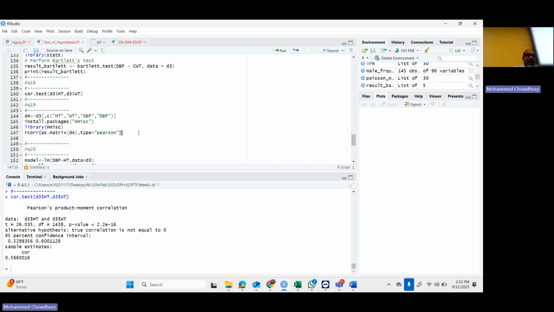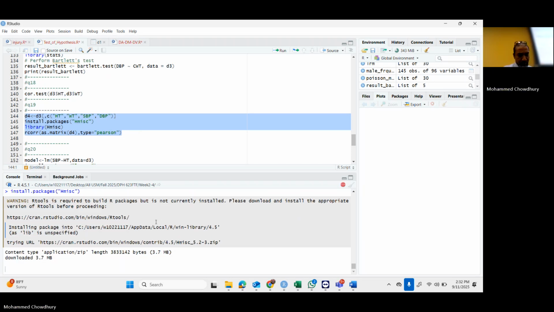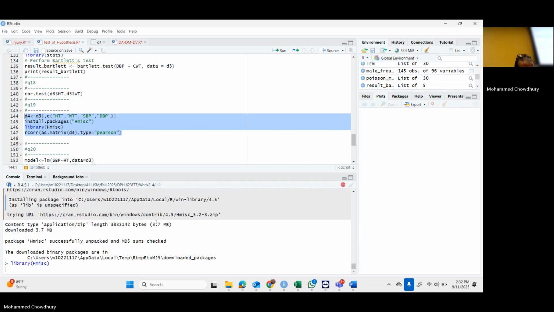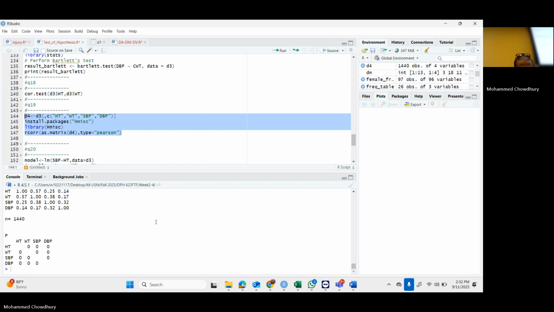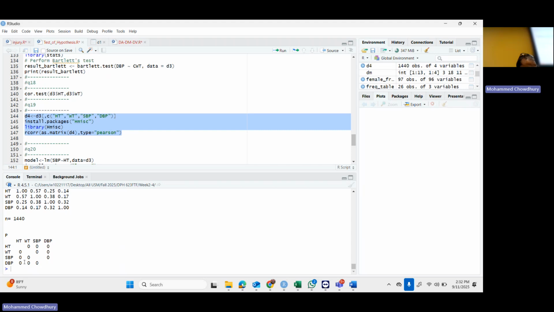Now I want to take four variables, height, weight, SBP and DBP, and construct the correlation matrix together with their p values. This is called the pairwise correlation matrix. So if I run this, you will see the correlations and this is the p value. Okay, so what does this mean?